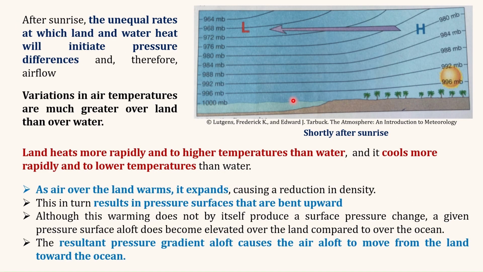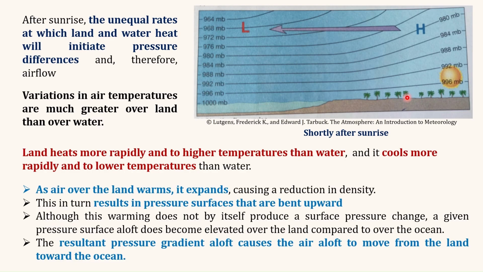Now, here is the condition of the same place shortly after sunrise. As the sun rises, the unequal heating of the land and water creates a horizontal pressure gradient. As we have discussed in the video on temperature, land heats more rapidly and to higher temperature than water, and it also cools more rapidly and to lower temperature than water. Thus, variations in air temperatures are much greater over land than over water. So, after sunrise, the land gets heated more in comparison to water.